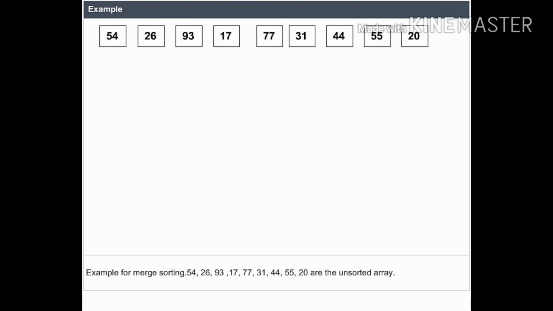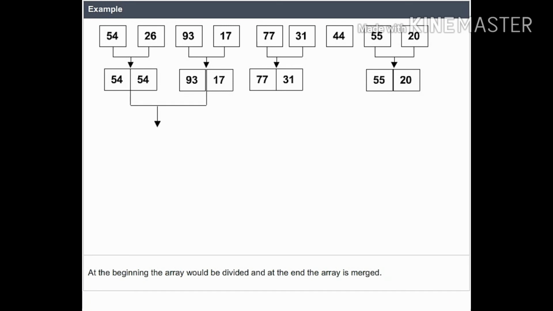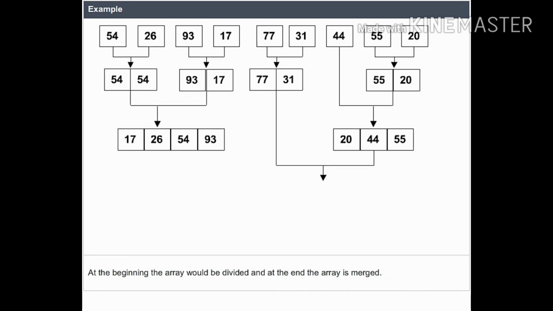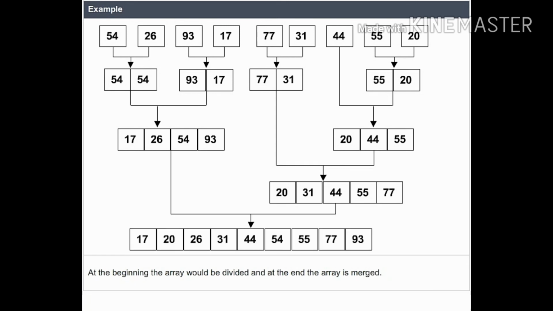Example for merge sorting. 54, 26, 93, 17, 77, 31, 44, 55, 20 is the unsorted array. At the beginning, the array is divided, and at the end, the array is merged. The merging operation is shown in the figure.